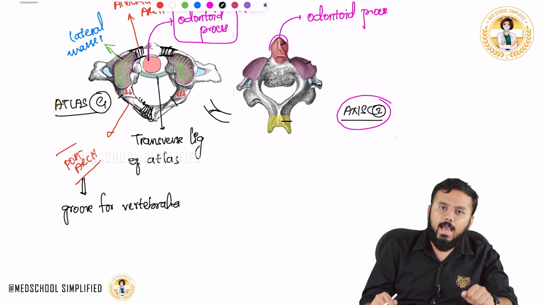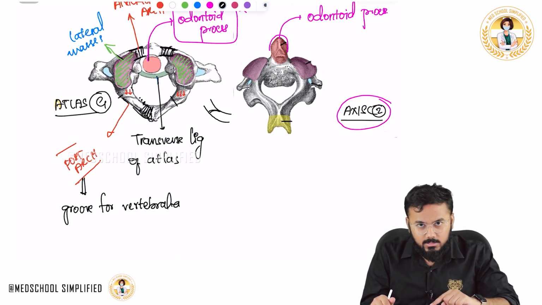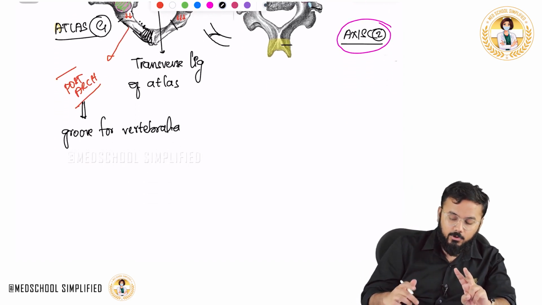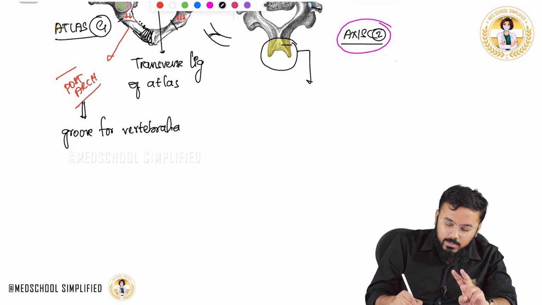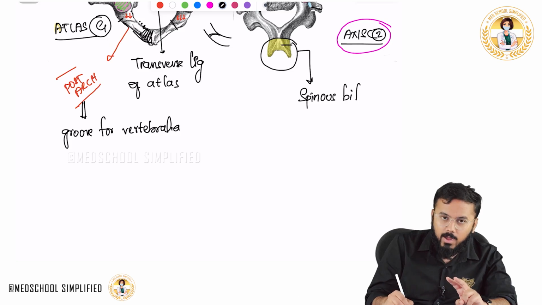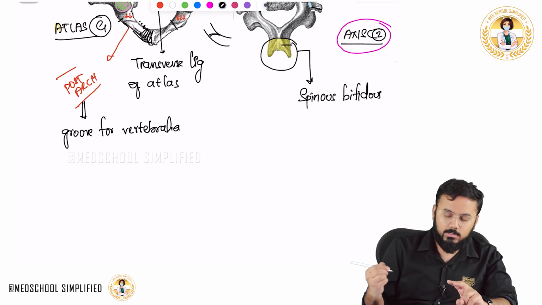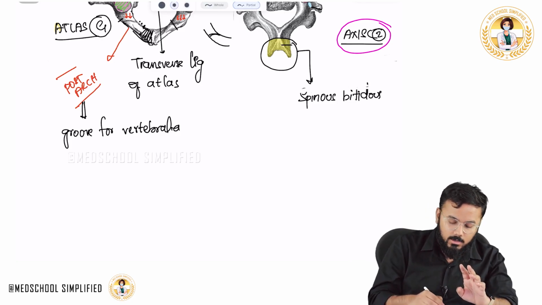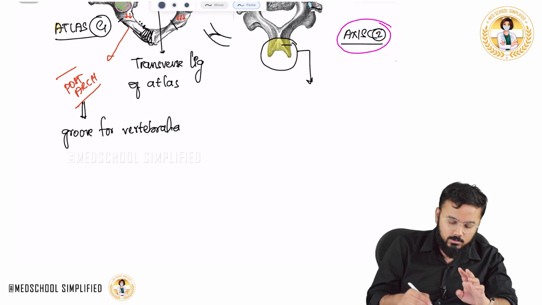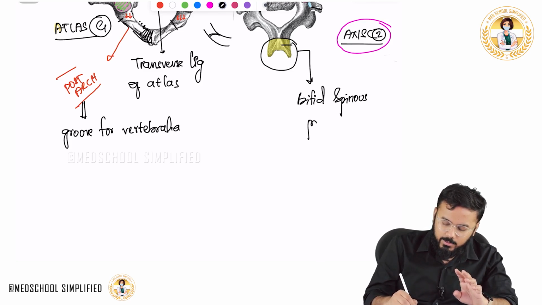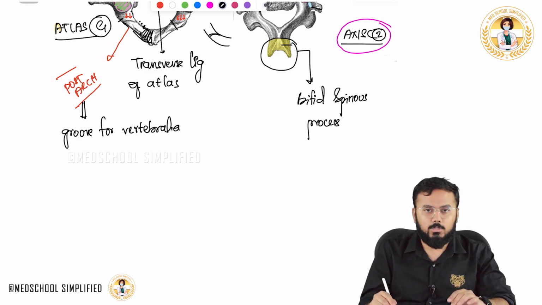Now when it comes to the axis, it has an odontoid process, but the atlas does not have an odontoid process. That is one difference. Second difference is that the axis vertebra has a bifid spinous process. So let me write it down as bifid spinous process. Okay, this is your bifid spinous process.